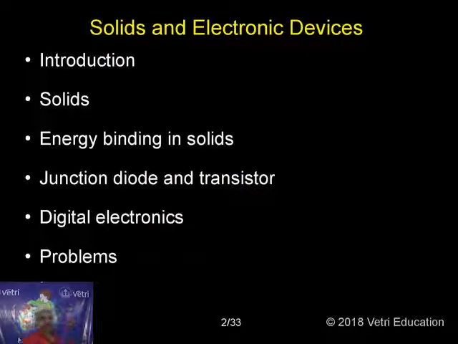So in this subject, physics, we are going to discuss solids, the structure of the solid, simple cubic crystal, what is crystalline solid, what is amorphous solid, what is simple cubic, body centered, face centered, like that. Once we know the concept of these solids, then only we can understand about semiconductors. Then the energy bands in solids, junction diode and transistor. The junction diode and transistor is a 20th century invention. Digital electronics and problems. In this discussion, I want to give some important explanation. Then only we can understand about the solid.